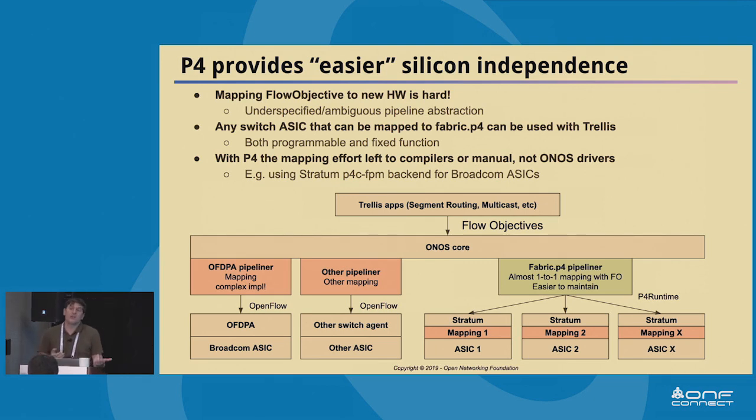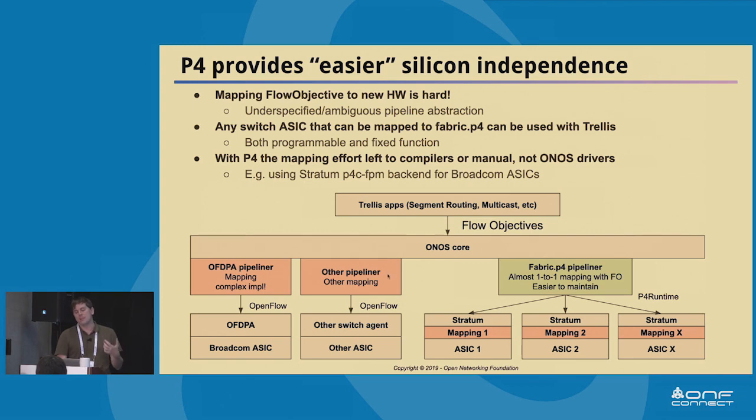And the reason is very simple. Flow objective is a Java API. It's hand specified. It's written by developers that maybe don't know much about data plane pipelines, and it's ambiguous, and it's written in Java, which is really not a language to specify things like packet processing. So we really think that P4 is a better tool to actually specify a logical pipeline.